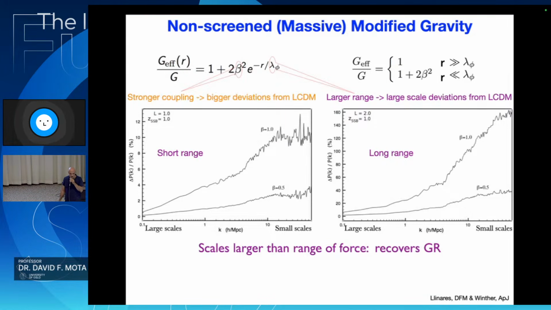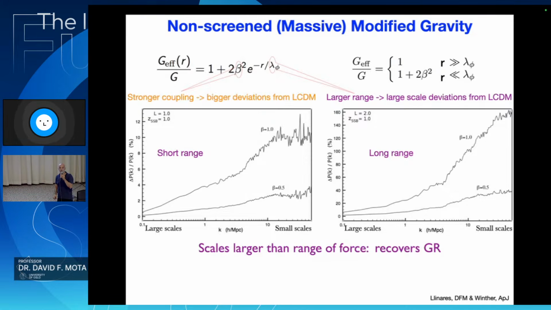Okay? But again, both these models show you that if you go to very large scales, scales much larger than the Compton wavelength of the field, the deviations all go to zero. You see here? You see there? They all go to zero. So the linear matter power spectrum of these models basically recovers general relativity. Okay? So if you want to test gravity, you want to test gravity at smaller scales, not at the very, very large ones.